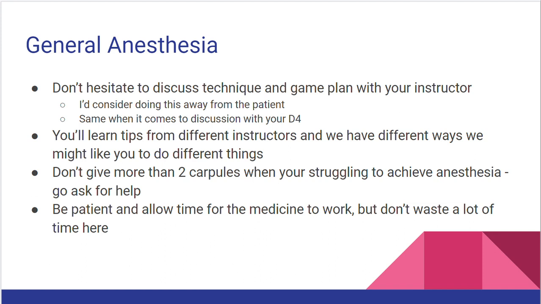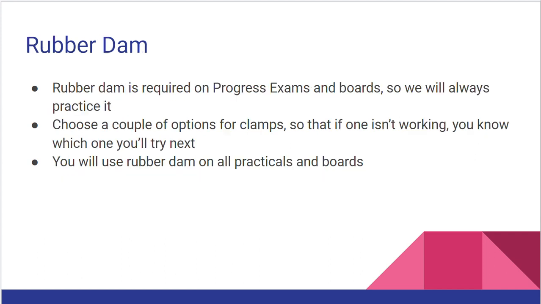I think a good rule is to not give more than 2 carpules if you're struggling to give anesthesia, to go ask for help so that we can kind of save the appointment and hopefully get your patient numb without having to just halt things because they've had too much medicine. Again, you need to allow time for the medicine to work, but you don't want to waste a whole lot of time. So if you're struggling, you think something's not going in the right direction, it's always good to ask for help.